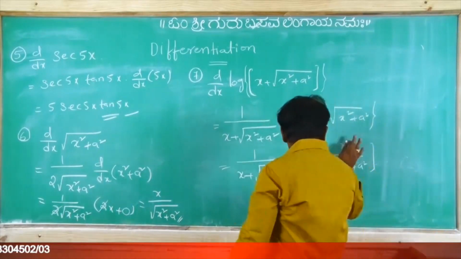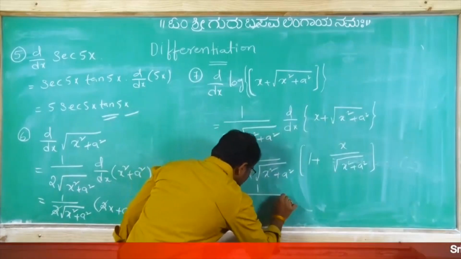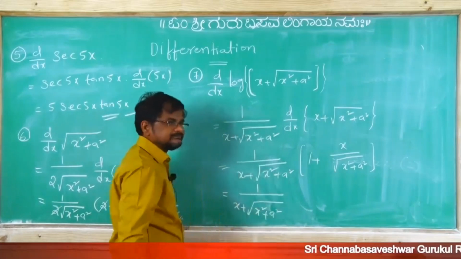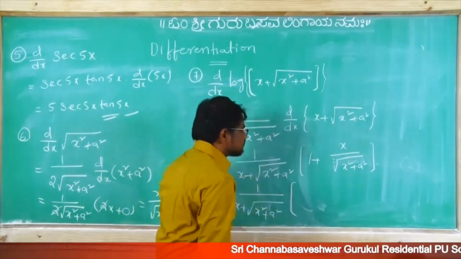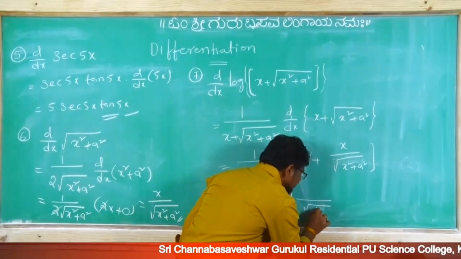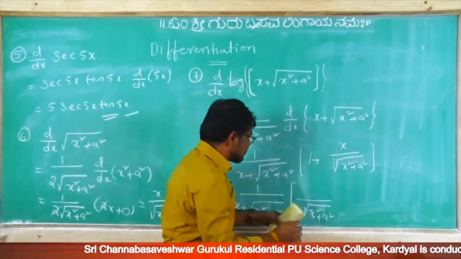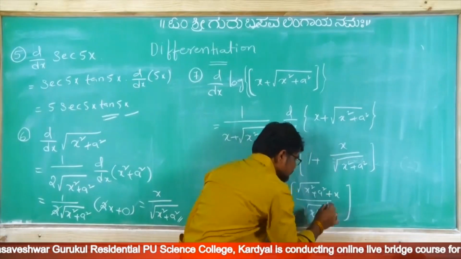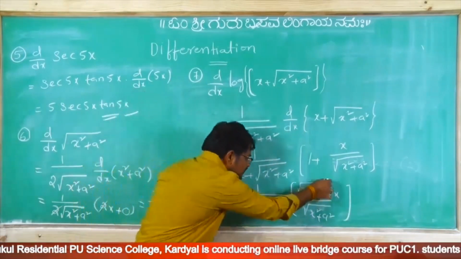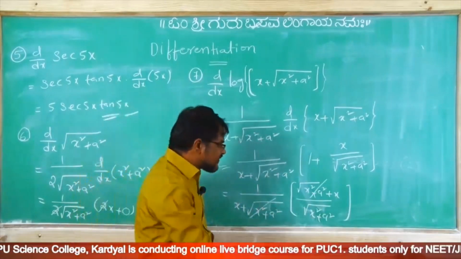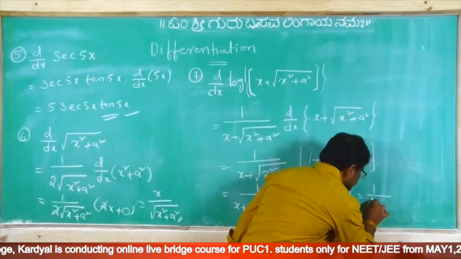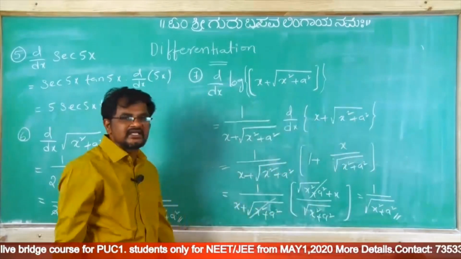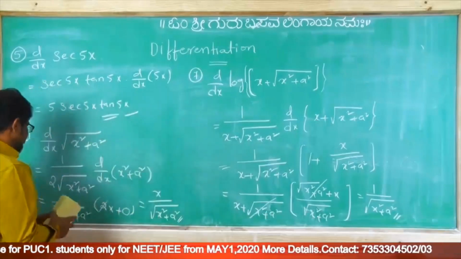Now simplify this one. Here you take the LCM. That is equal to 1 by x plus root of x square plus a square, into, what is the LCM here? Root of x square plus a square. Here, root of x square plus a square plus x. Now is there any cancellation? This one cancels. What is remaining? 1 by root of x square plus a square. So how did we simplify? By using the chain rule. Okay, no?